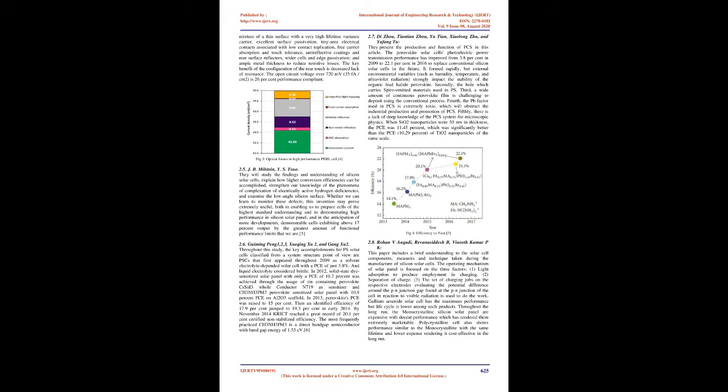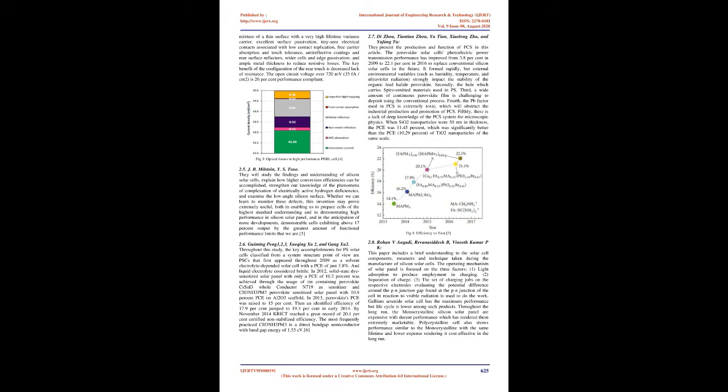It is attributed to a mixture of a thin surface with a very high lifetime variance carrier, excellent surface passivation, tiny area electrical contacts associated with low contact replication, free carrier absorption and touch tolerance, anti-reflective coatings and rear surface reflectors, wider cells and edge passivation, and ample metal thickness to reduce resistive losses. The key benefit of the configuration of the rear touch is decreased lack of resistance. The open circuit voltage over 720 mV, 35 fA/cm2, is 26% performance compliant.